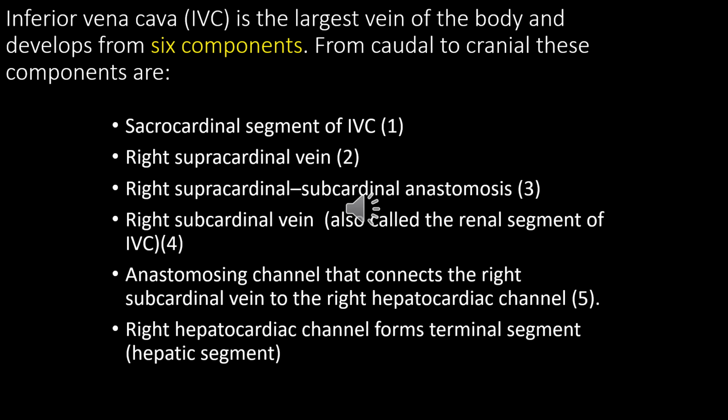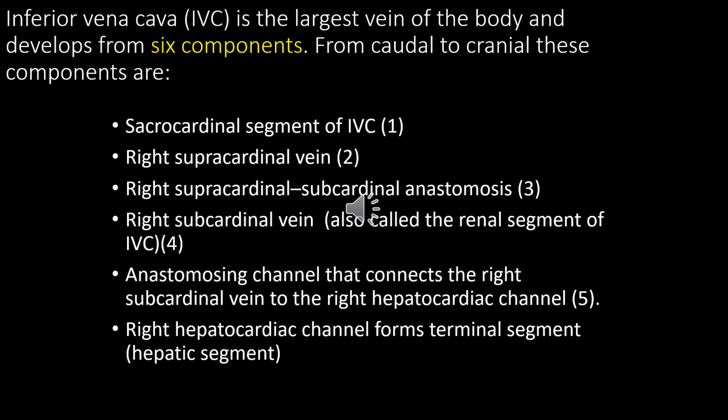Finally, this is what you have to remember and reproduce in case you are quizzed upon in the exams. It develops from 6 components. From below upwards, or caudal to cranial, we always trace the veins like that. We follow the venous blood flow direction while describing the veins. Veins are described towards the heart. That's the basics. So the caudalmost part of the inferior vena cava is also called the sacrocardinal segment.